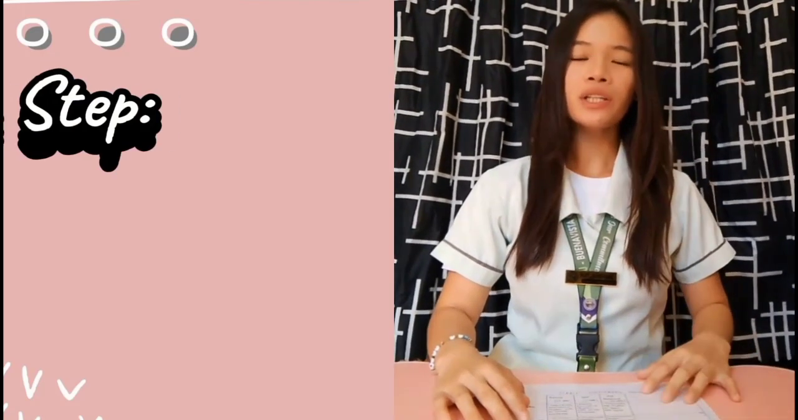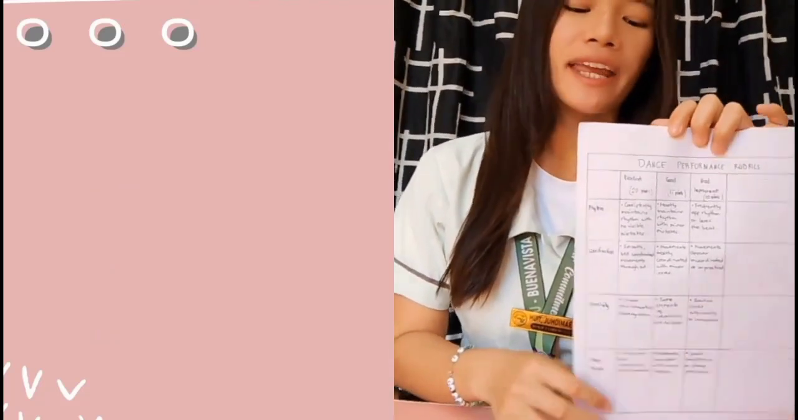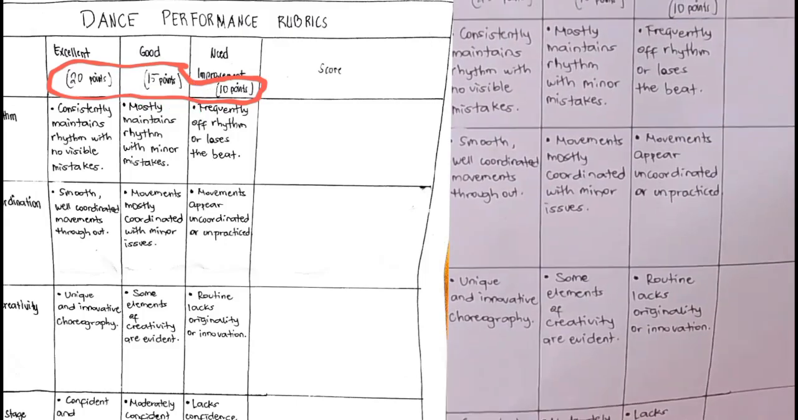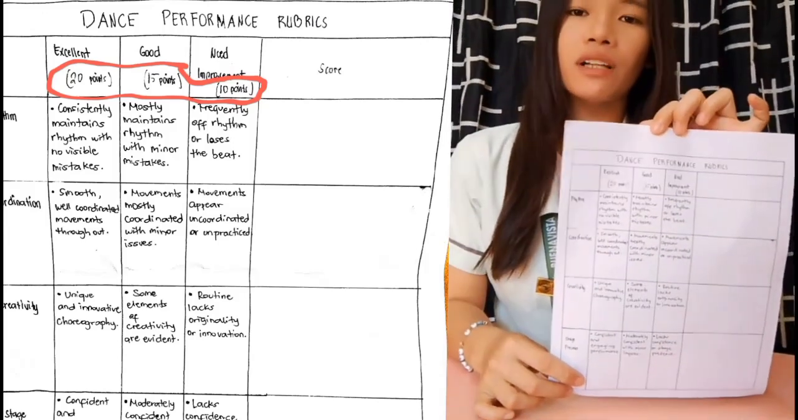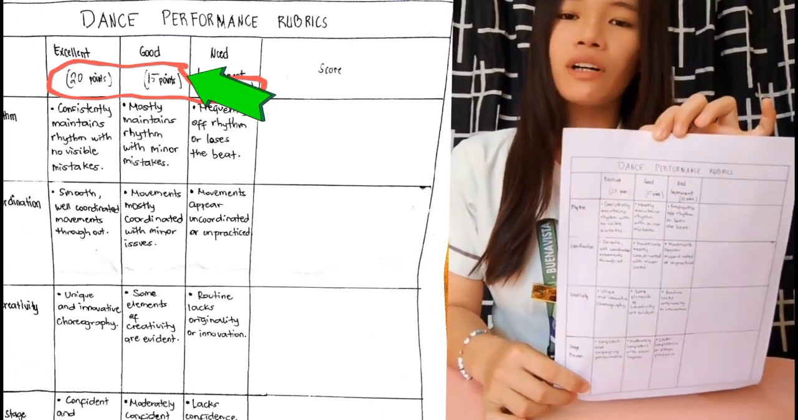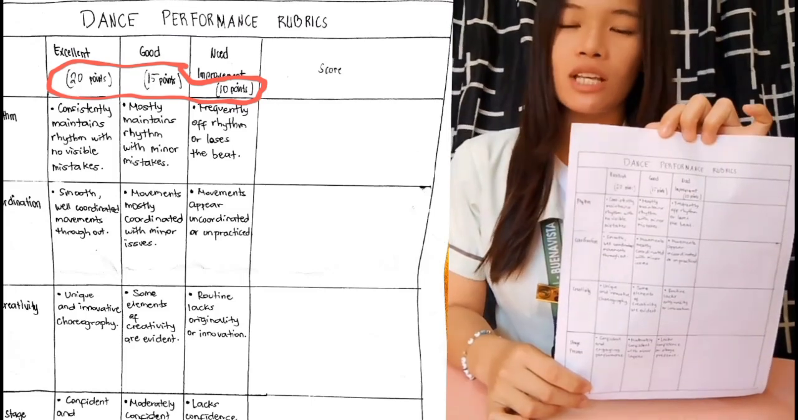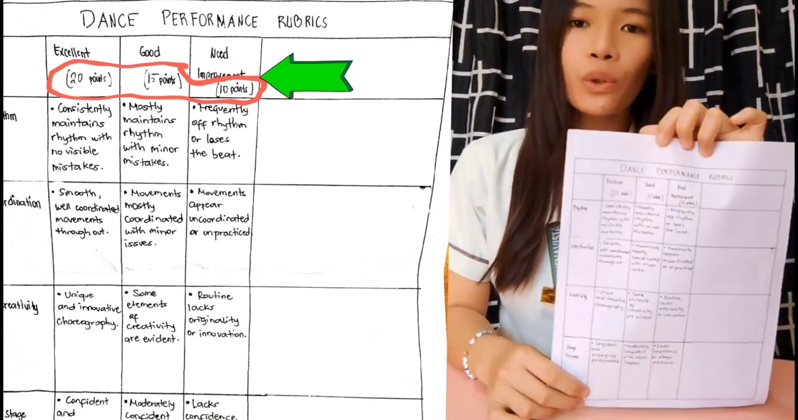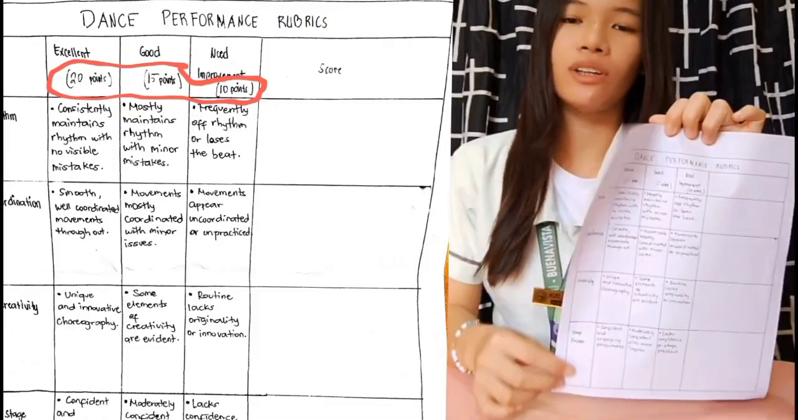So, in the fifth step, you will allocate the points for each level. So, for example, in the excellent level, I put 20 points for the group who performs with excellence or proficiency in each criterion. Next, for the good level, they will gain 15 points if there are some areas that have been done with a few mistakes. And then, for the last level, which is needs improvement, this group will gain 10 points if there are numerous mistakes they have committed in each criterion.